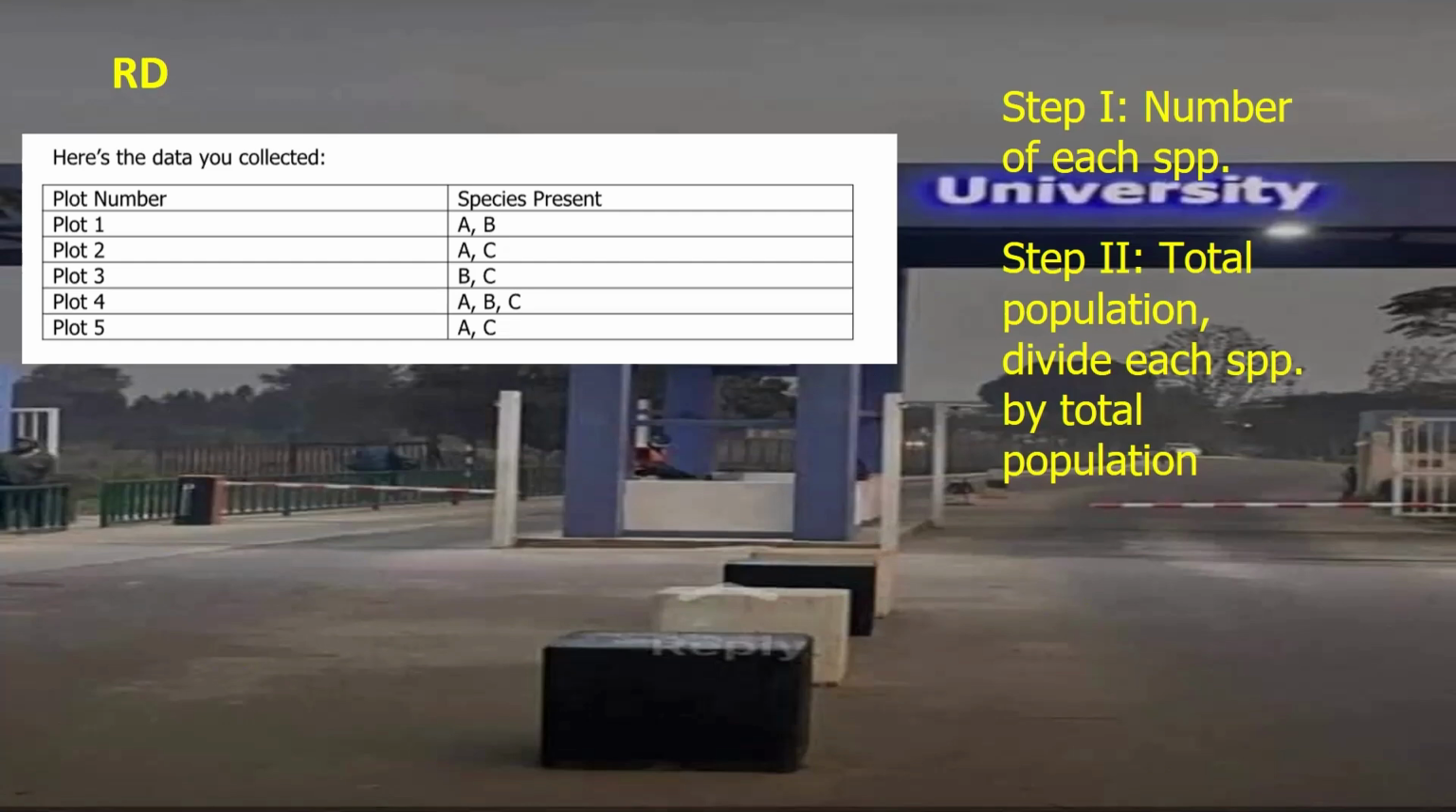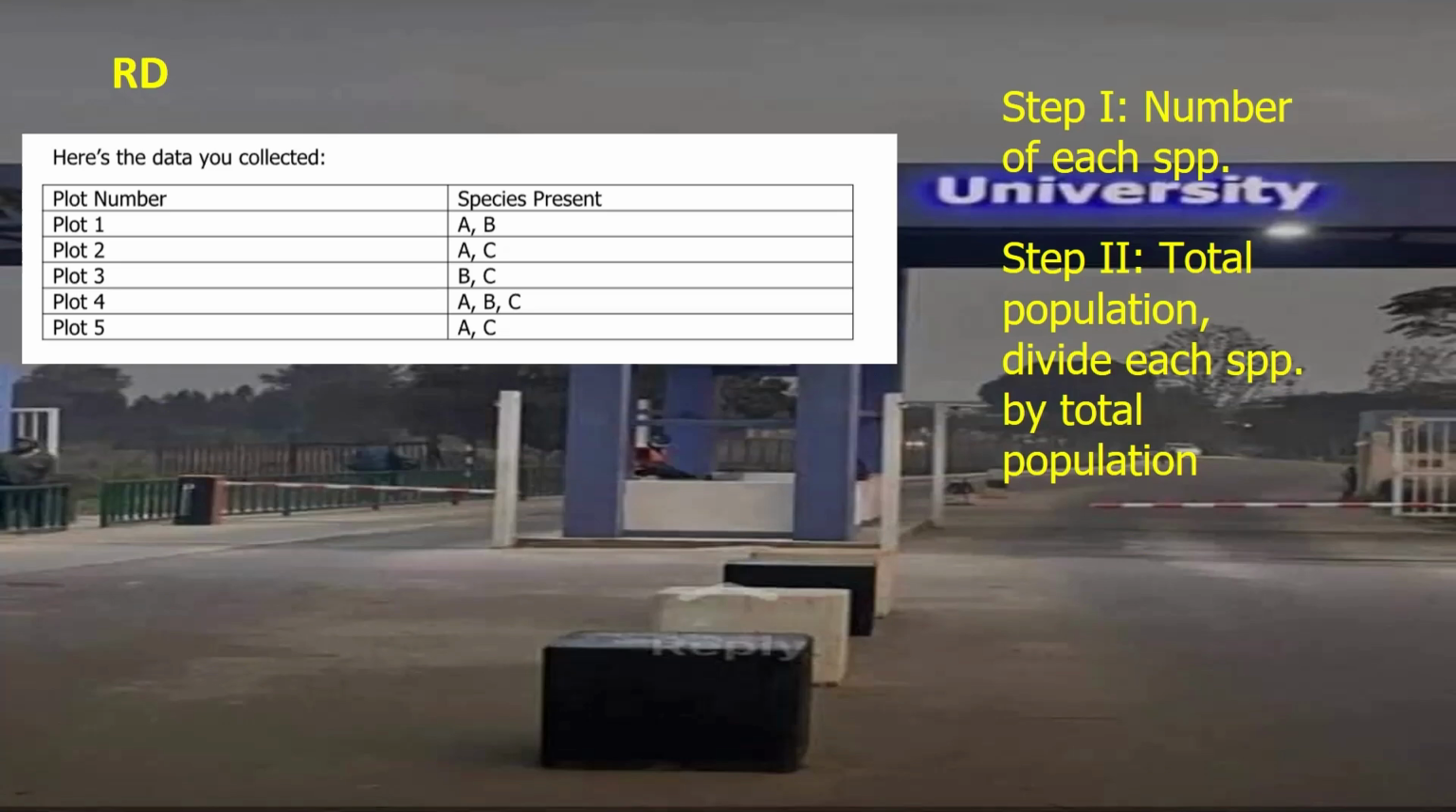So we have 4. For species B, we have 1 in plot 1, nothing in plot 2, 1 in plot 3, 1 in plot 4, and nothing in plot 5. So species B is appearing how many times? 3 times. And for species C, in plot 1 we have nothing. In plot 2, we have 1. In plot 3, 1. Plot 4, 1. Plot 5, 1. How many? We have 4.